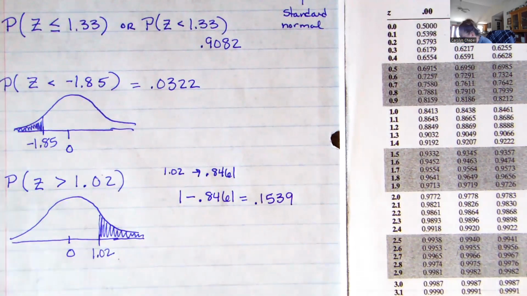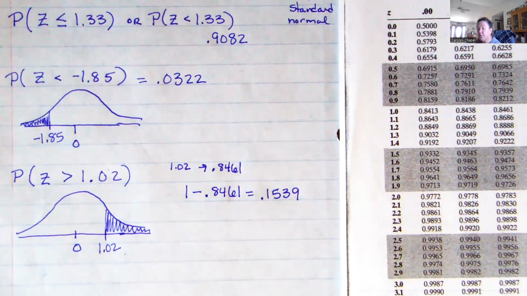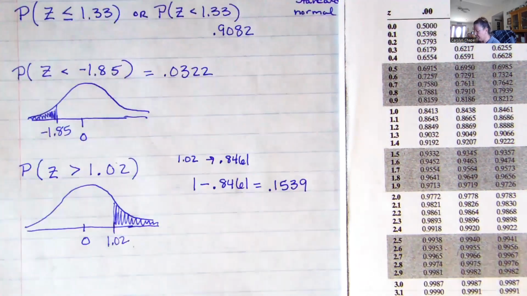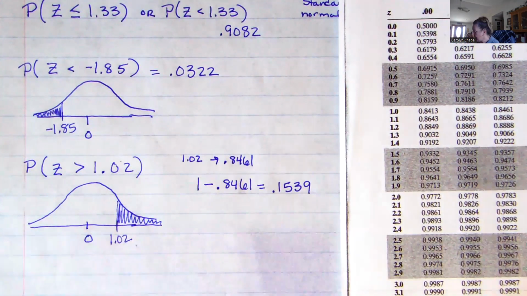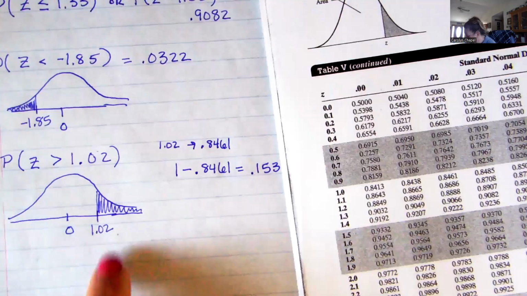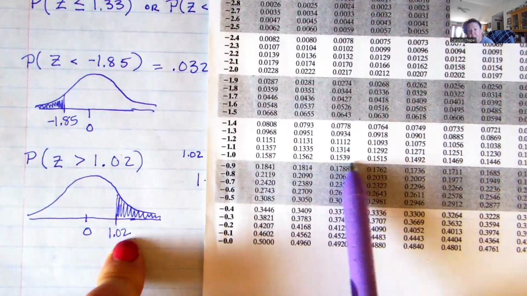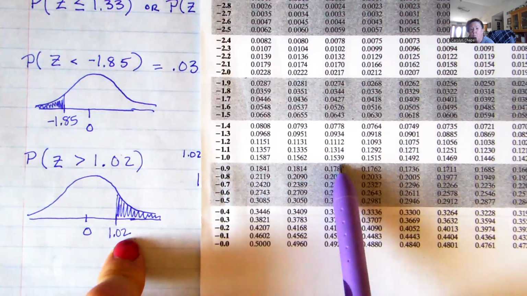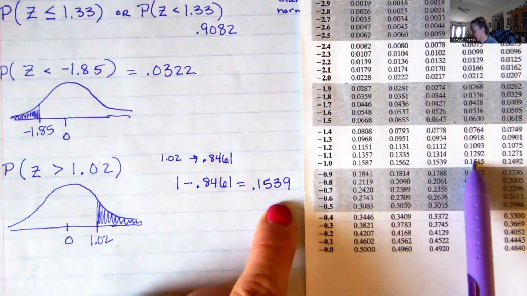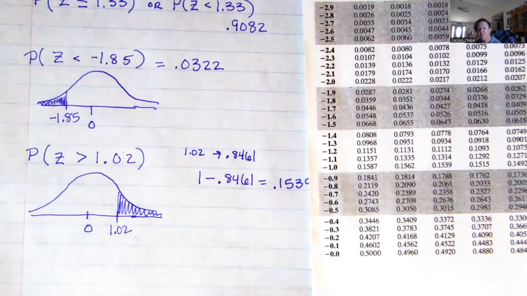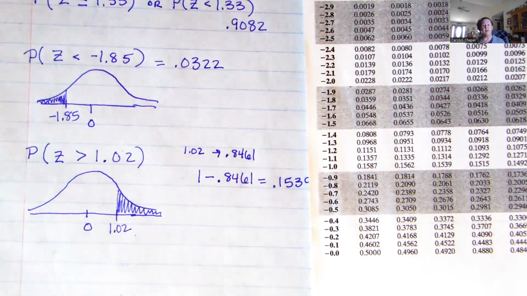I hopefully subtracted correctly. I believe so. You could also use the idea of symmetry because this is nice and symmetric. So if I flip this onto this side and I looked at the 1.02, the negative side, there's that 1539, which is what I had here. So we can use symmetry, or we could use the idea that the entire area is equal to 1 to get our values.